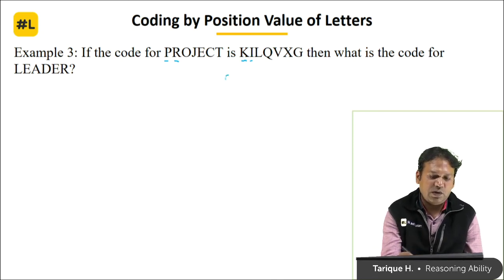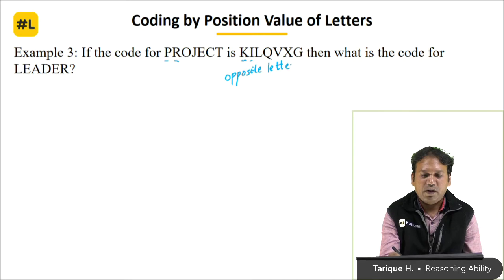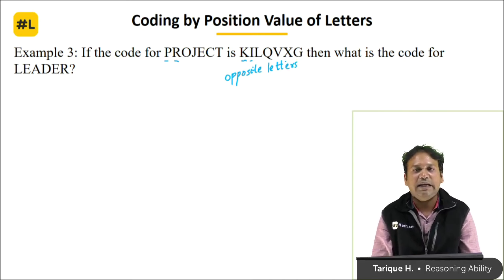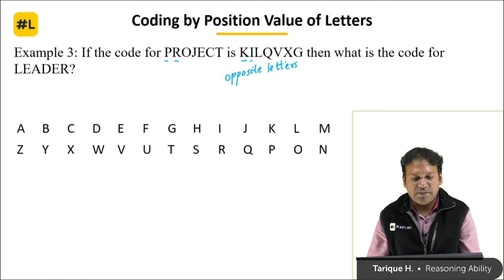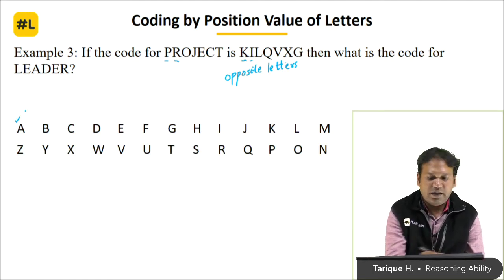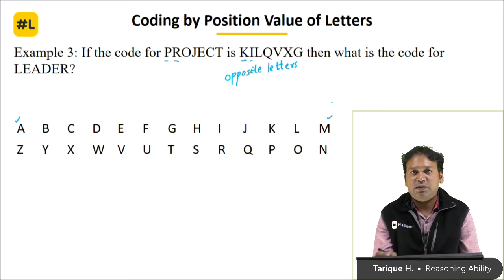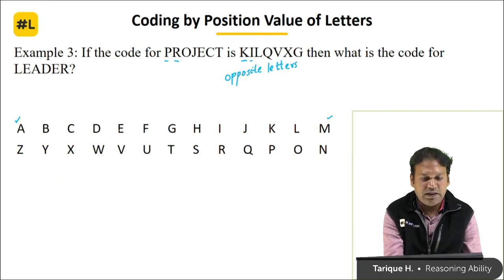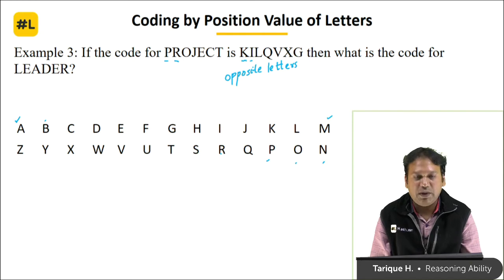Now, yesterday also I had briefly discussed with you the concept of opposite letters. Based on the positional value, what are the opposite letters in the English alphabet? If you look at the table here, you start writing from A till M. 13 letters. Total we have 26 letters. So divide 26 by 2, we get 13. M is the 13th letter. Write down A, B, C, D till M, and then reverse from here: N, O, P, Q, R, S, T, U, V, W, X, Y, Z.